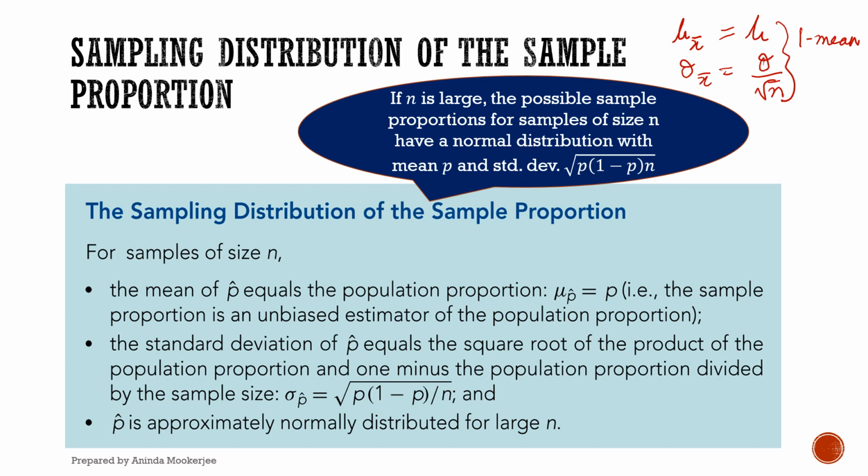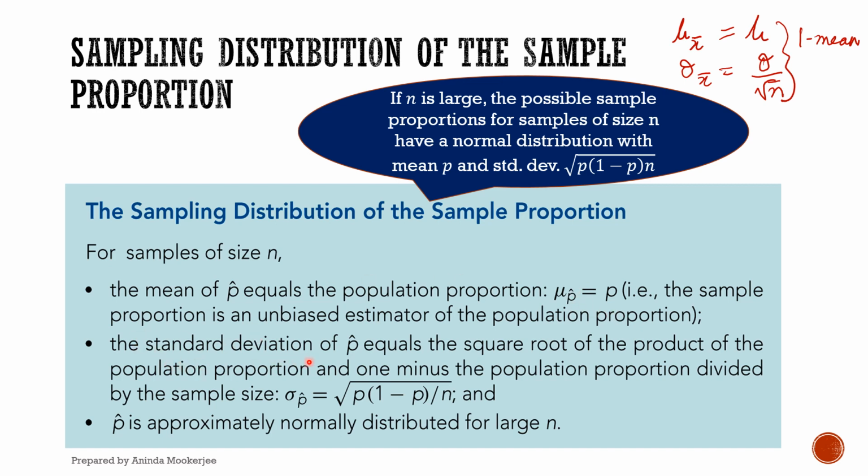When we are working with proportions, all right, we are going to say the mean of all sample proportions. Mean of all sample proportions is equal to the population proportion. Look at this P, it's without a hat. So that represents the population proportion. That is, the sample proportion is an unbiased estimator of the population proportion. That's how we say it, in other words.